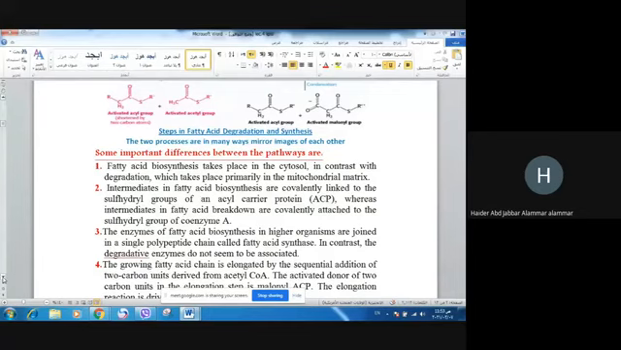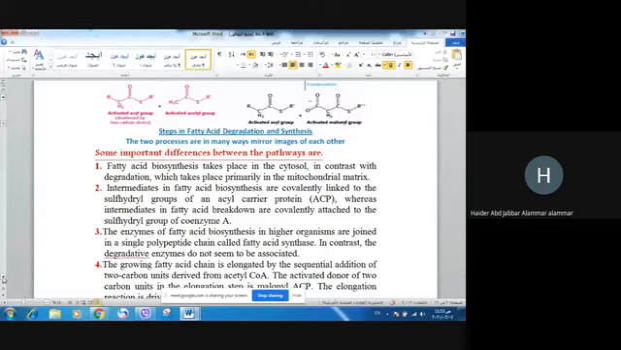Two pathways: fatty acid synthesis and beta oxidation. There are several differences between these two processes. First of all, fatty acid biosynthesis, as I said, takes place in the cytoplasm. In contrast, beta oxidation primarily occurs in the mitochondrial matrix.